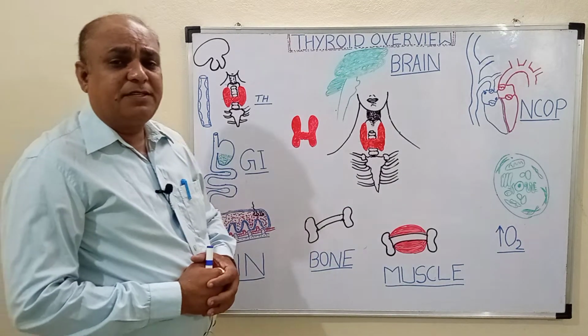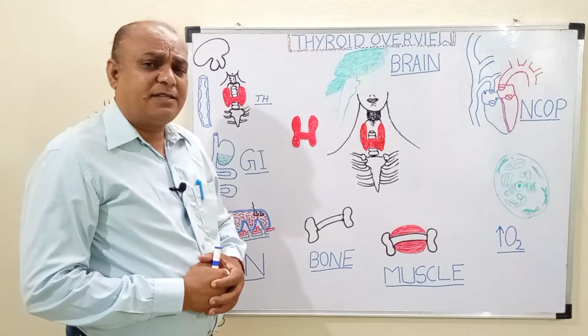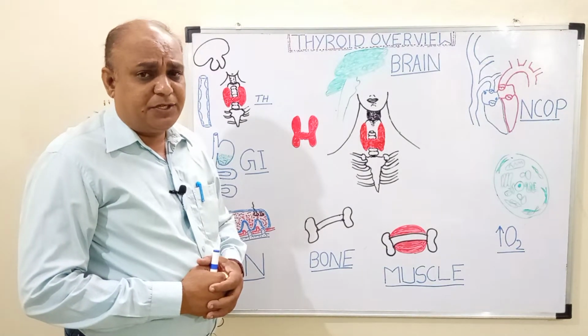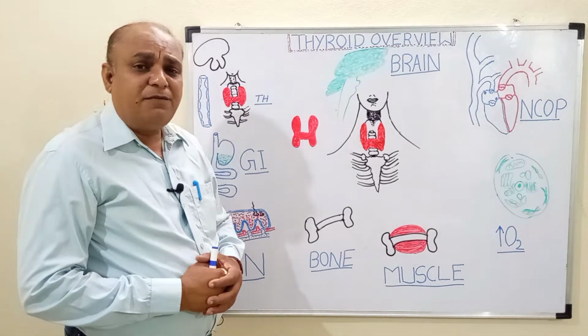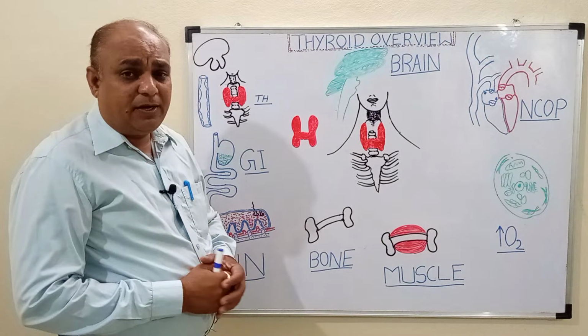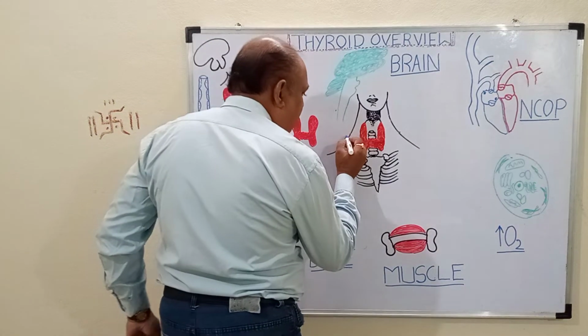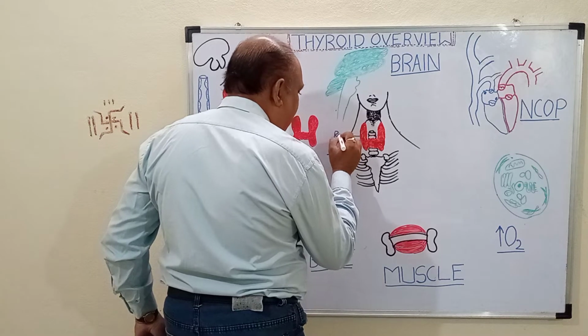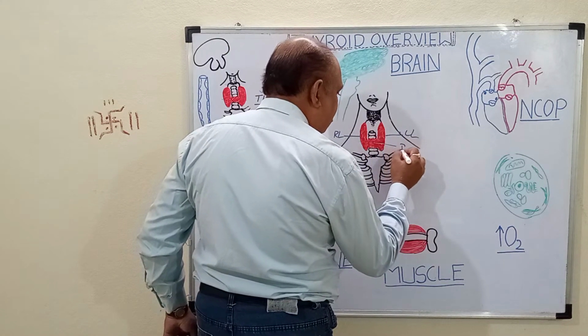Thyroid gland is the first endocrine gland to be found in the human body. It starts in the third week of gestation and takes until the 12th week of gestation to become a fully functional thyroid gland. Thyroid gland has two lobes. One is the right lobe, the second one is the left lobe, and the center part is called the isthmus.